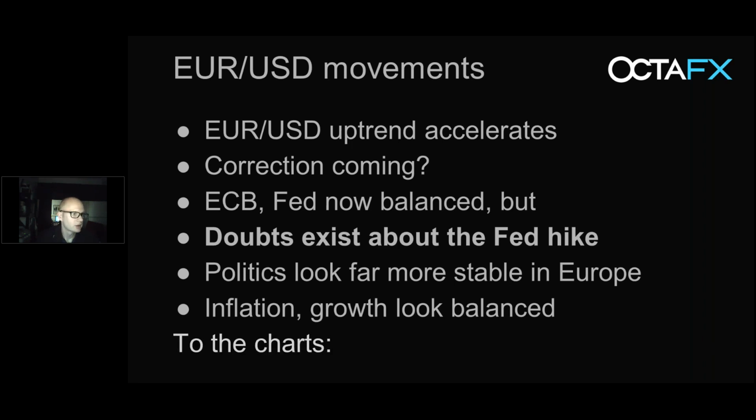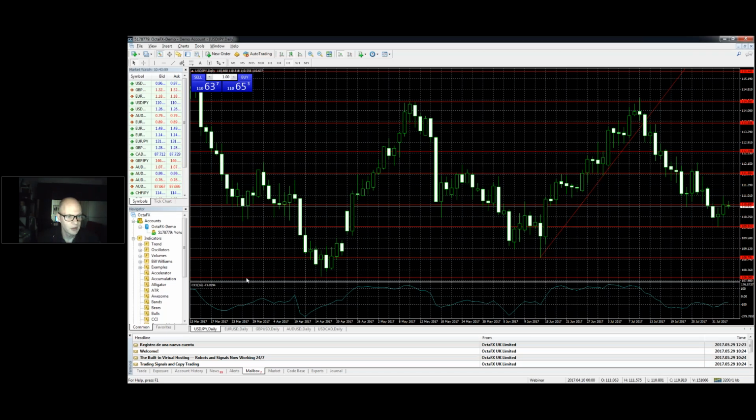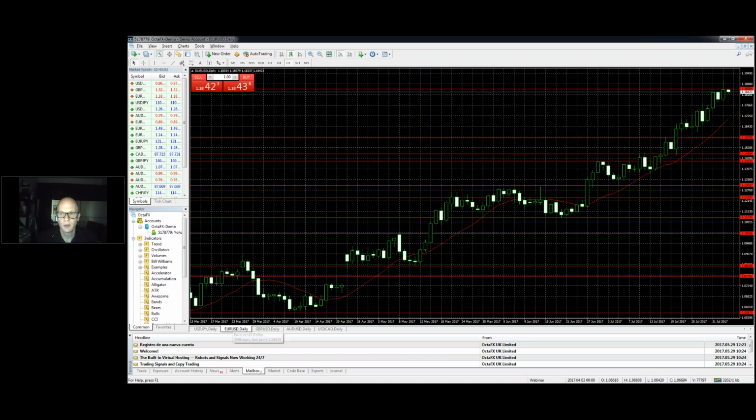Let's look at the euro-dollar chart. Let's see the clear uptrend. Again, it's the MT4, MetaTrader 4 platform of OctaFX. Clear uptrend since the beginning of the year, accelerating in the past month or so. Currently 1.1840.